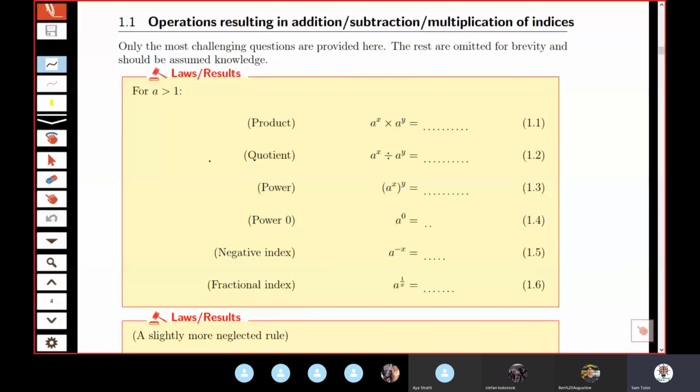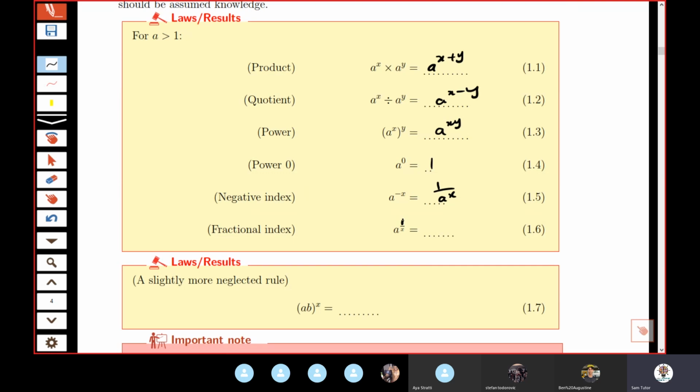So logs and exponentials, you will have to do a bit of revision. We did most of this last year, so I think we'll be pretty quick with it. But here we go. When you multiply bases, you can add your indices. When you divide your bases, you can subtract your indices. A power to a power, you multiply. N to the power of 0 is 1. Negative index is a positive index in the denominator. If I've got a fractional index, then that becomes the x root of a to the power of n.